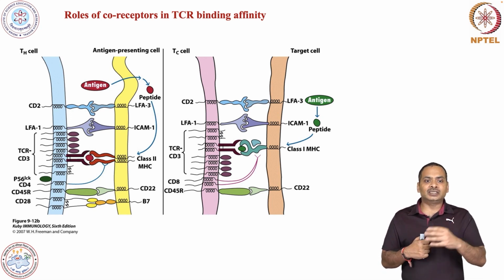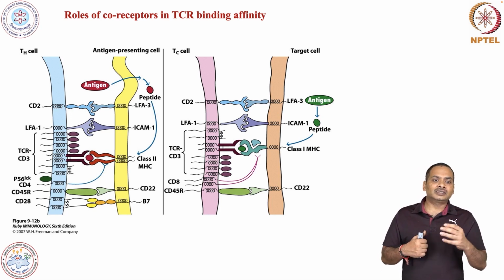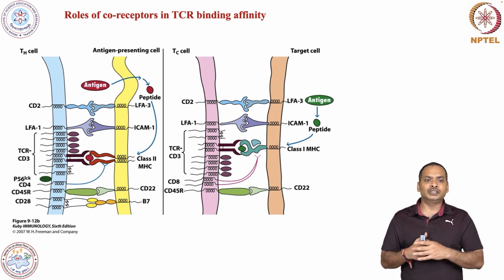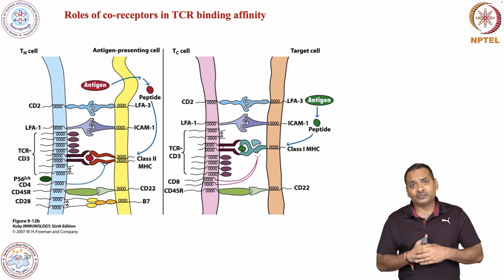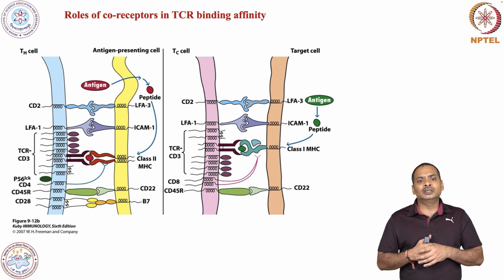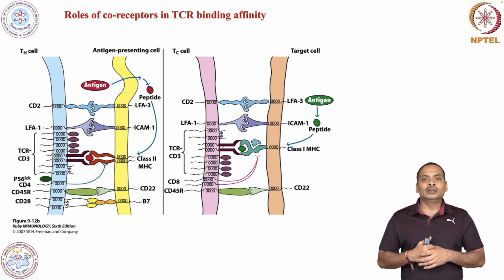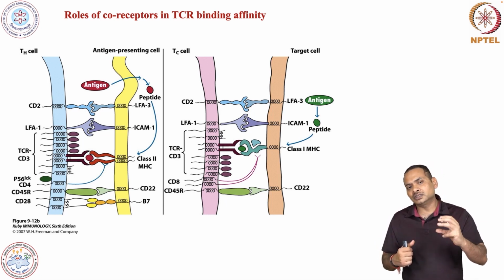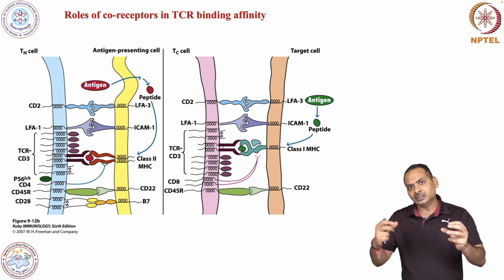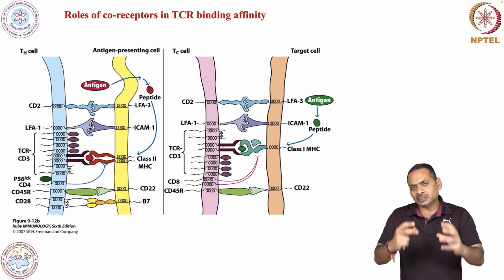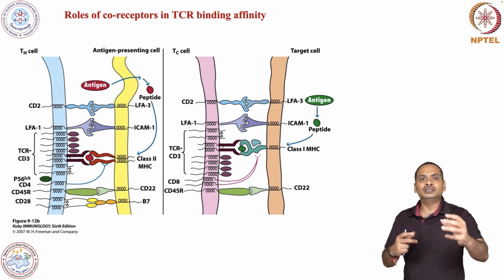On the other hand, you can see the cytotoxic T cell and target cell interaction. Here again you can see that there is a TCR, CD3 and CD8 molecule. Besides this, there are other molecules like CD2 which is interacting with LFA3 again. LFA1 is interacting with ICAM1, and there is a CD45R molecule which is interacting with CD22. So try to understand, only this interaction is not sufficient. This interaction means TCR, CD3, MHC plus CD8, okay. Only this interaction is not sufficient. In addition, you need other interactions.